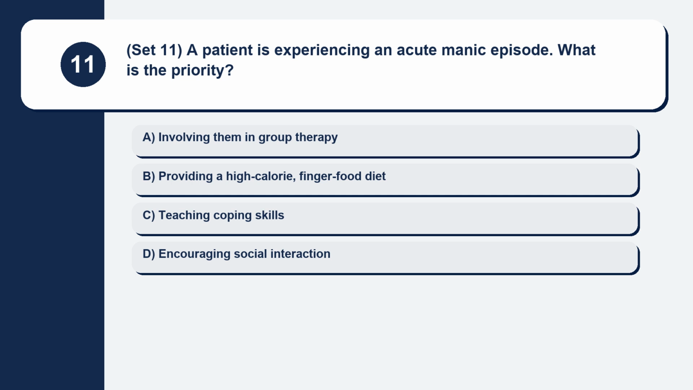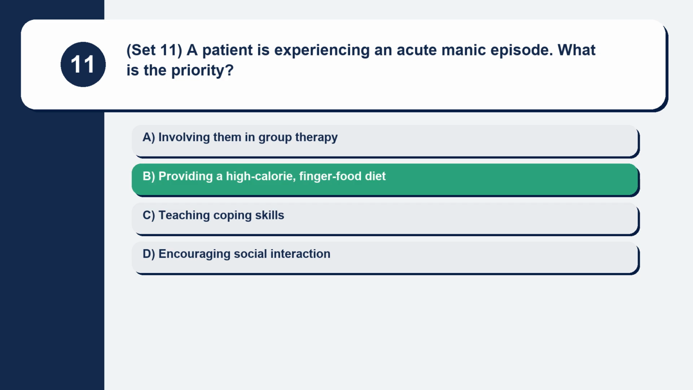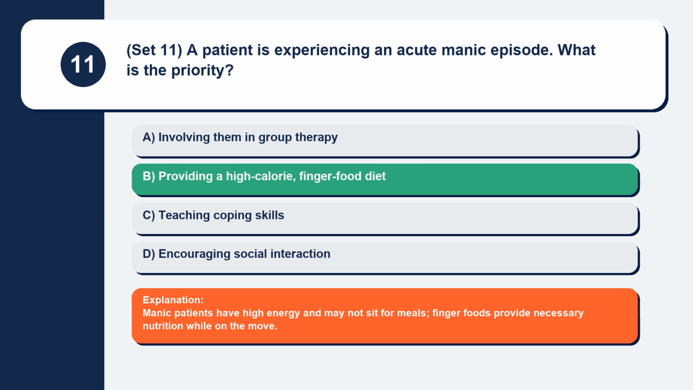Question 11. Set 11, a patient is experiencing an acute manic episode. What is the priority? Involving them in group therapy, providing a high-calorie, finger food diet, teaching coping skills, encouraging social interaction. Manic patients have high energy and may not sit for meals. Finger foods provide necessary nutrition while on the move.